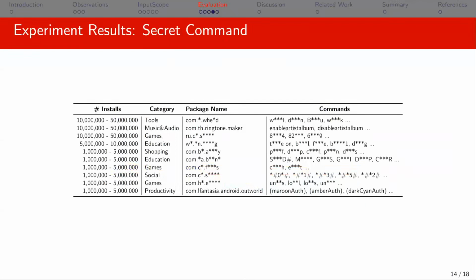Next, secret commands. Basically, these commands can be classified into 2 categories. First, debugging, for example, turning the app into debugging mode. Second, app-specific functionality, such as clearing user settings or upgrading to a pro version.